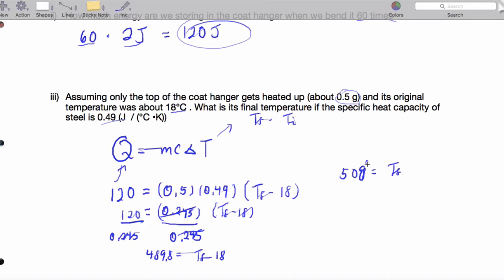And don't get all salty with me when you're like, well, I got 507.8. You know what I mean. I know what you mean. We're all friends here. Okay, so 508 degrees Celsius. That's the final temperature. That's a really hot temperature. It's like 5 times the boiling point of water. So let's be clear. I think if we're bending a coat hanger this much and getting this amount of heat into it, there's going to be just mechanical stress that the thing's going to snap in two before you're even able to get it to this temperature.